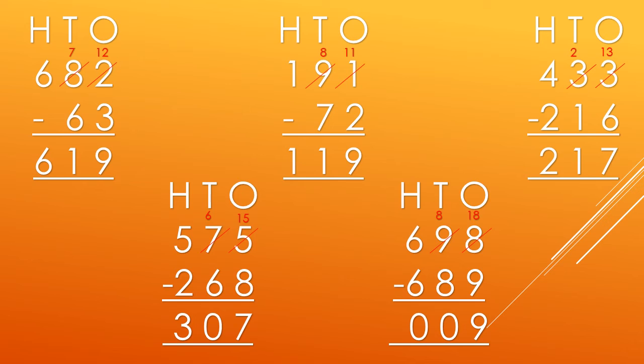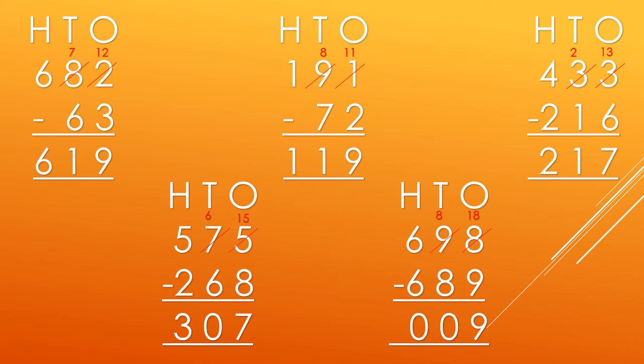6 minus 6 is equal to 0. Write 0 under tens. Now subtract hundreds. 5 minus 2 is equal to 3. Write 3 under hundreds. So answer is 307.